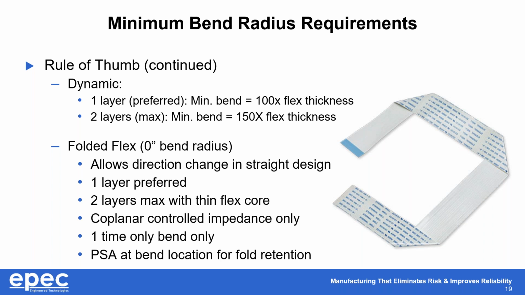Again, a one-layer construction is preferred. This is approved and allowed by IPC 2223 design standard. Two-layer configuration is capable. Again, you might need to make the provision to use thinner than standard flex cores. If controlled impedance is required, you can only do a coplanar. If you were to try and implement either a stripline or a microstrip, your flex thickness becomes way too big in order to reliably withstand the fold.